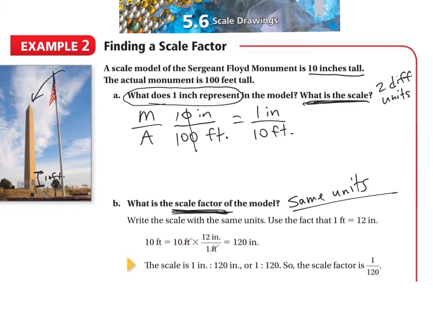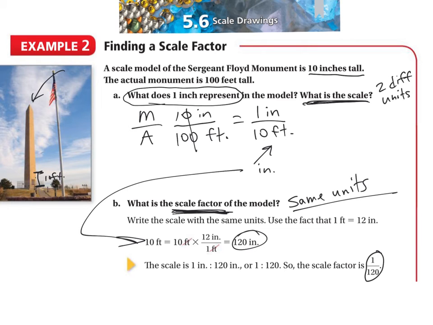Okay? So I have to first convert these feet to inches. And they do that right here. So 10 feet is 120 inches. Therefore, 1 over 120 is the scale factor. Okay, great. Thanks, Mr. Hines. Now I can answer number 5, 6, 7, 8, 9, or whatever the numbers are. But that's not what I want you to understand.